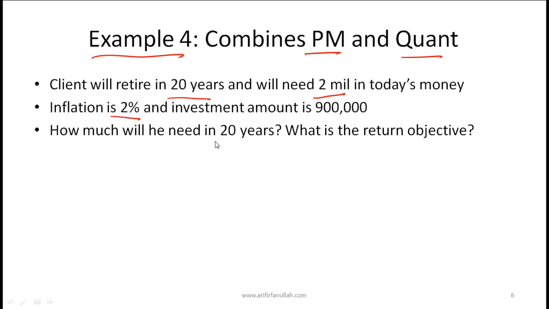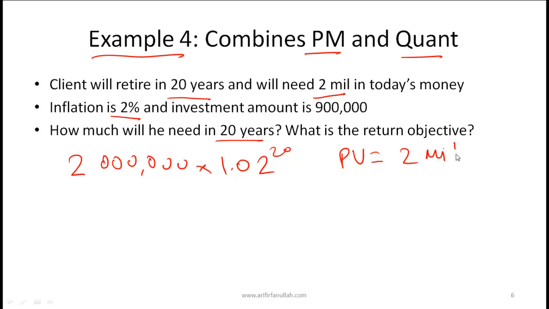So how much will he need in 20 years given the value of money in 20 years? All we do there is use the 2% inflation. So 2 million in today's terms will be what in 20 years? Given a 2% inflation, we simply do 2 million times 1.02 to the power of 20, or using the calculator, you can plug in PV equal to 2 million, N equal to 20 years, interest rate equal to 2, and compute the FV. Payments, by the way, are 0.